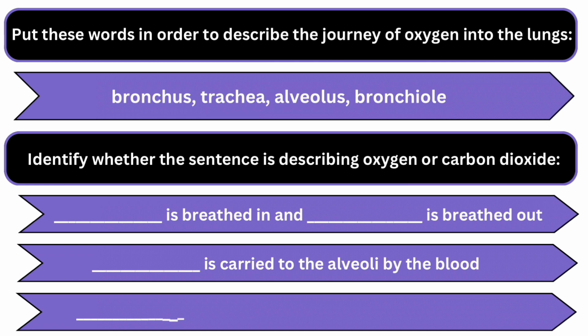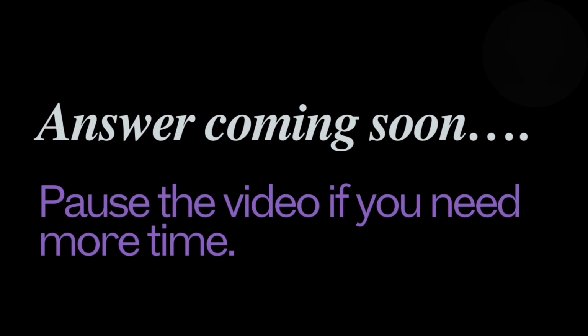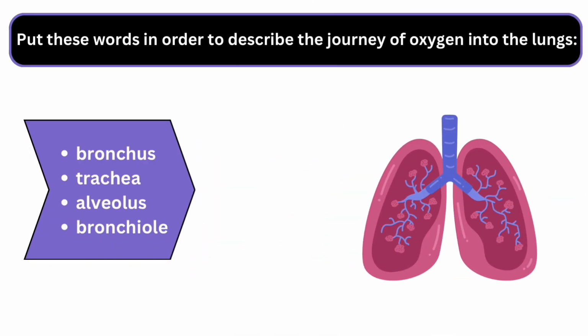And here's our third and final sentence. So something diffuses out of the alveoli into the blood. What's this one? I'm about to put the answer up, so if you're not quite ready yet, then do pause the video if you need a bit more time to think. So let's start by looking at this question.